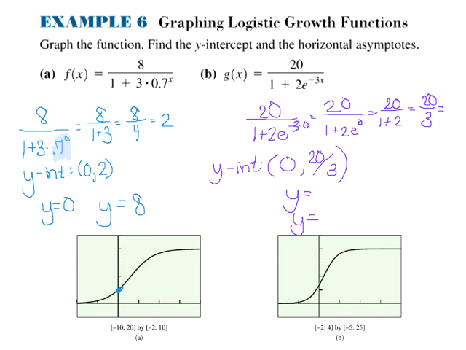Zero and 20. Everybody agree with 0 and 20? Yep. 0 because that is the lowest you can go with your logistic growth. It doesn't make sense, especially in a story problem, to get less than 0. And then the growth limit there is your 20 from the numerator.